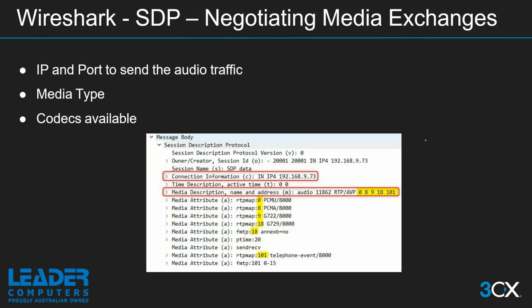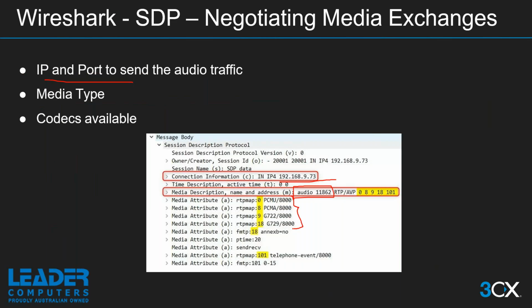And SDP negotiating, so this is basically how the RTP would flow. You can see the media type for the RTP. You can see the IP and port to send the audio traffic, the media type, and the codecs available. From here, the connection information is the IP address, and this is the audio port the actual information is passing through. And these are the codecs that it's trying to negotiate with.